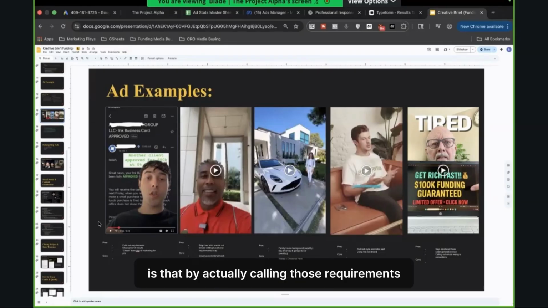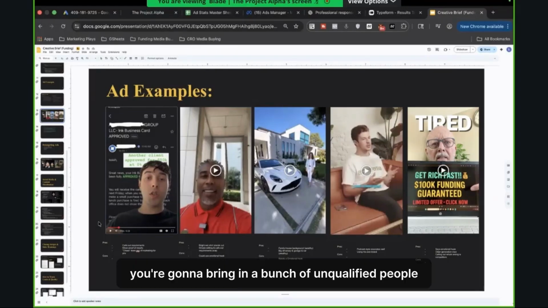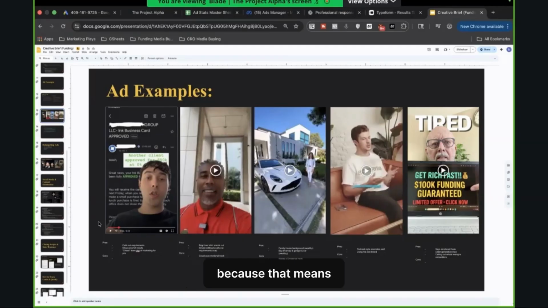What I'm saying though is that by actually calling out those requirements, it's going to filter people out. It's going to increase that cost per result, but also increase that quality significantly. The reason why I'm bringing this up is because on the actual ad, you do want to call out the requirements. Otherwise, you're going to bring in a bunch of unqualified people, and we don't really like that because that means you're going to spend a lot of resources in the back end reaching out to everybody, calling everybody, qualifying them, only to find the one person that's actually going to be qualified and you can get cashed up for it. Let's go to the next one over here.